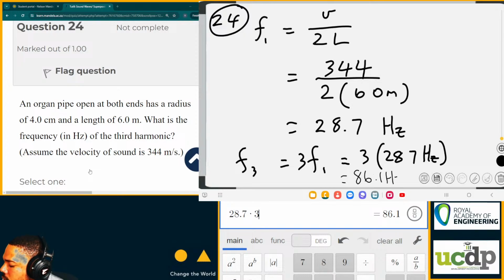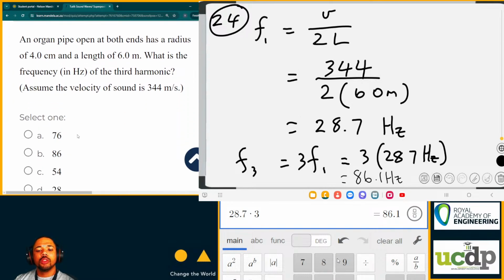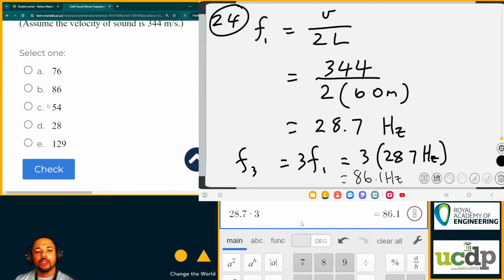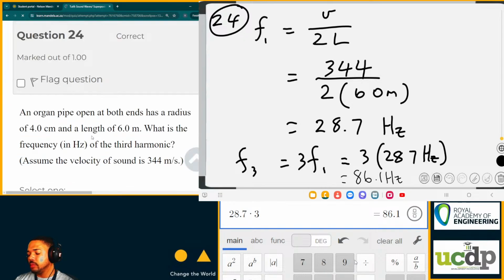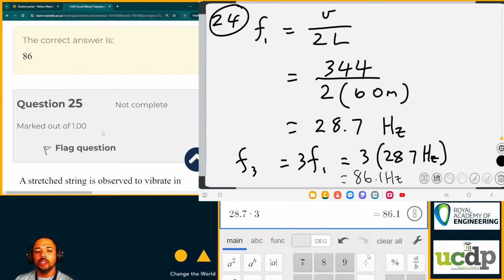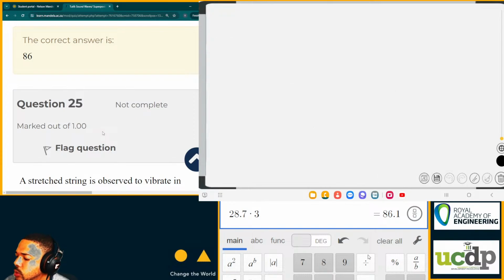86.1 hertz. That is the frequency of the third harmonic, or the second overtone. Okay, let's check 86. Yes, it is indeed correct. Okay, let's continue up to number 25.